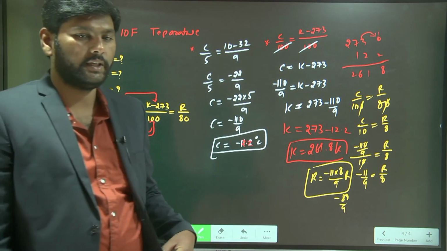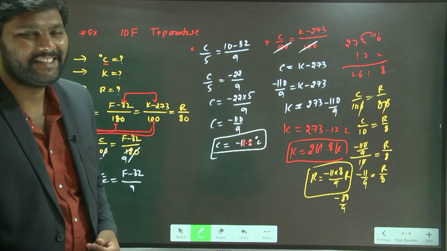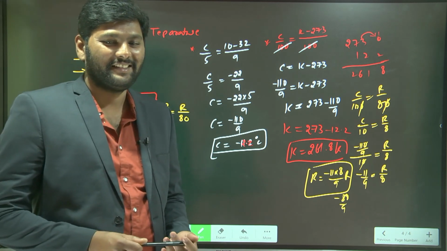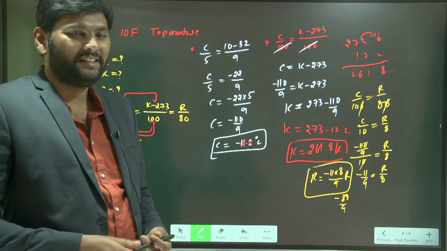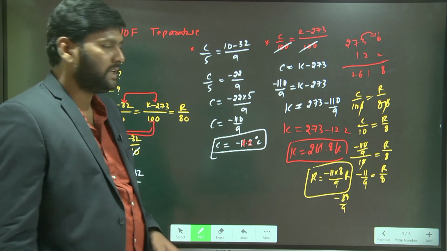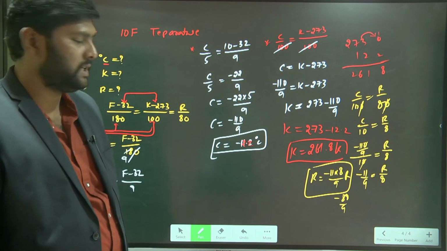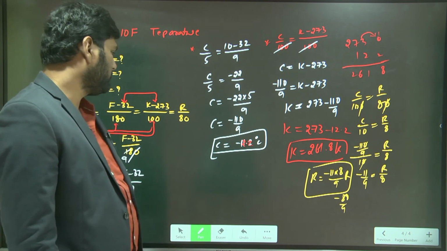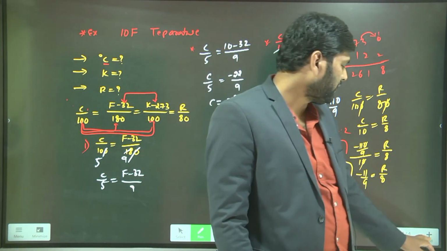Checking, sir. You calculated it. Minus 9.4. Yeah. So this is the answer. Let's do one more. Now we will find our body temperature.